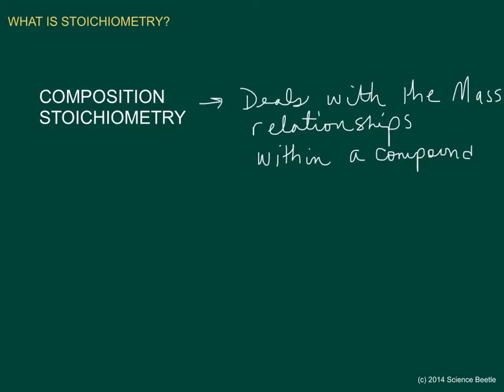In this lesson, I want to go ahead and introduce stoichiometry to you. There are two different types of stoichiometry that we deal with in chemistry. One of them has to do with the mass of the elements in a compound, and we call that composition stoichiometry. And so here we have the definition for composition stoichiometry. This is the kind of stoichiometry that deals with the mass relationships within a compound. Then the other type of stoichiometry that we're going to deal with is called reaction stoichiometry.